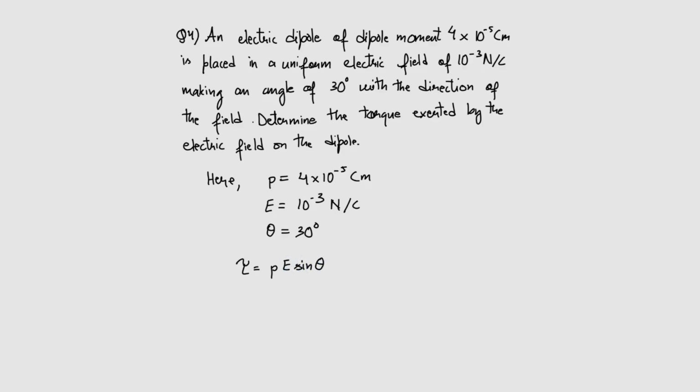So you put the values here, and you'll see it is equal to 4 into 10 to the power minus 5 into 10 to the power minus 3 into sine of 30 degrees. The value is 4 into 10 to the power minus 5 into 10 to the power minus 3, which is 4 into 10 to the power minus 8. Sine of 30 degrees is 1 by 2. So the value of torque is equal to 2 into 10 to the power minus 8 Newton meter.